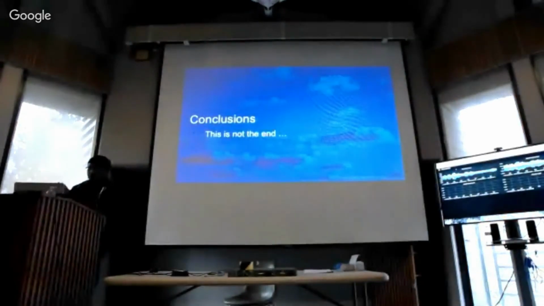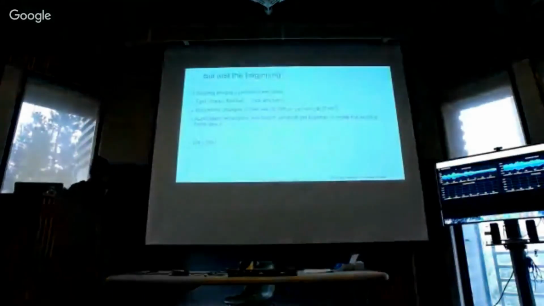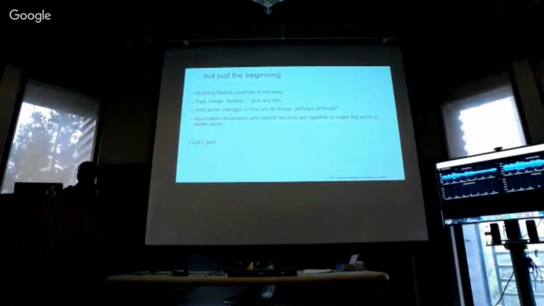Okay. So conclusions, but this is not the end. I just want to start a conversation. So what are my intermediate conclusions? Building flexible pipelines is not necessarily easy. Fast, cheap, and flexible, as usual. You know, pick 2. Maybe we can get to 3 if we do things in slightly different ways. Maybe not a whole lot different.